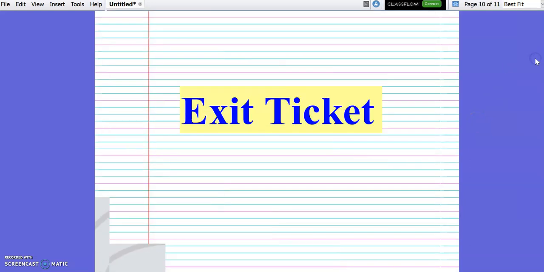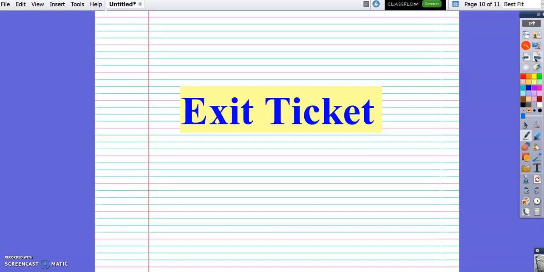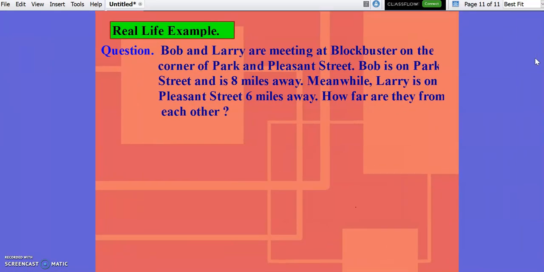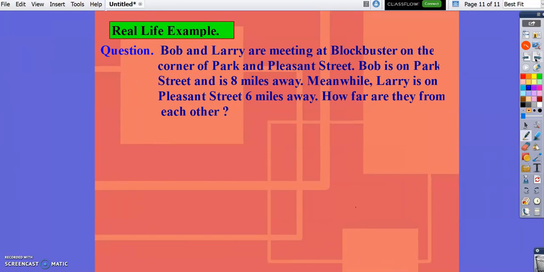Now after this, as we are at the end over here, this is your exit ticket. I want you all to copy this question and give me the answer for this question.